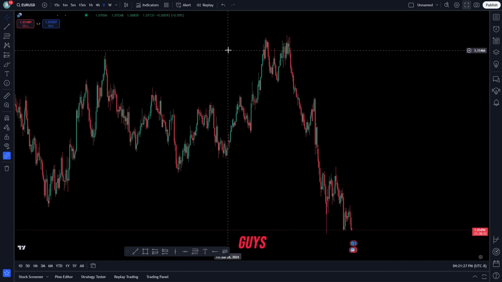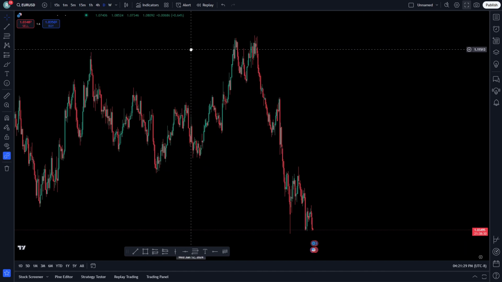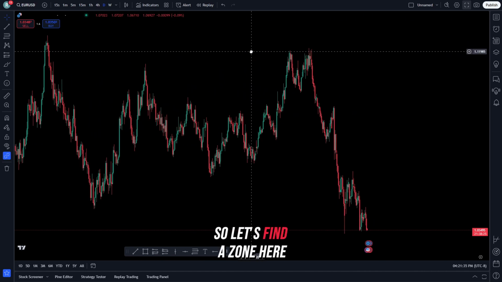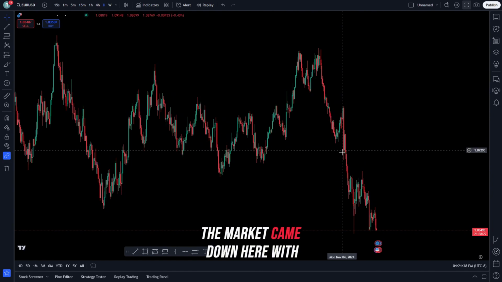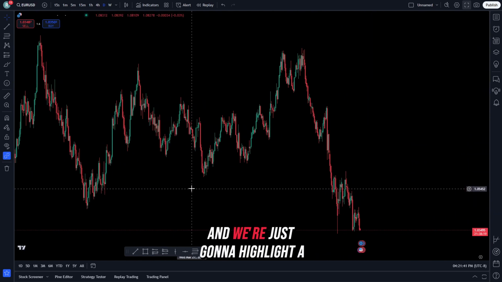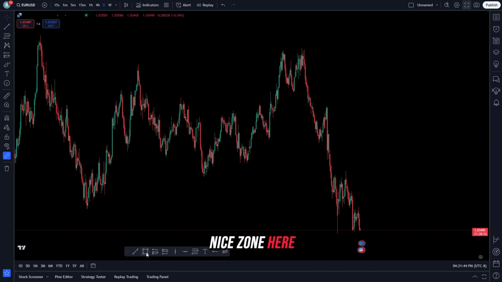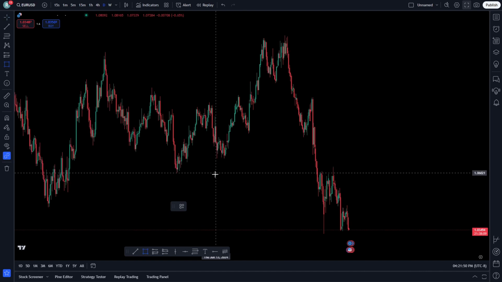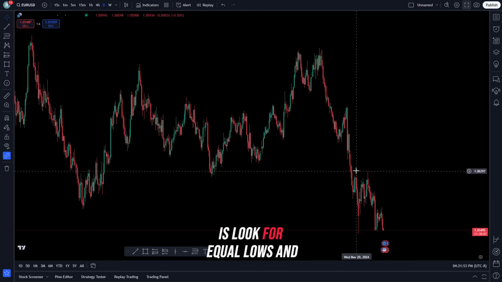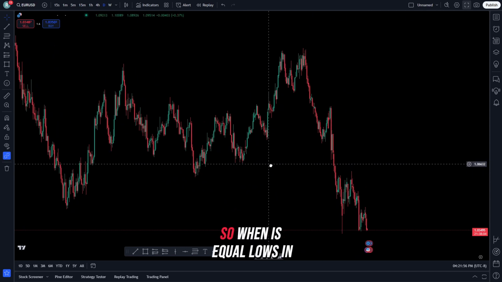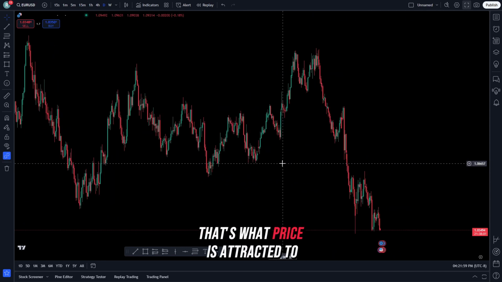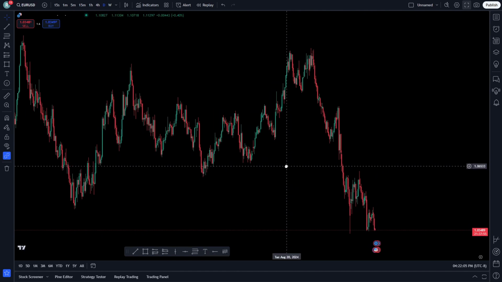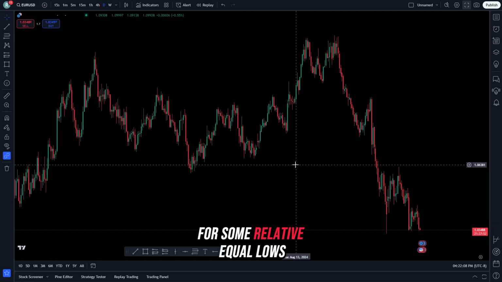Okay, so as you can see, guys, we're going to go ahead and look for a nice support zone to go off from and a resistance zone. So let's find a zone here. As you can see, the market came down here with this huge move, and we're just going to highlight a nice zone here for our resistance. So go back here and find some relative equal lows. That's the first thing you do, is look for equal lows and highs. When there's equal lows in the market, that's what price is attracted to draw to and draw from. So with that being said, let's go ahead and look here for some relative equal lows.